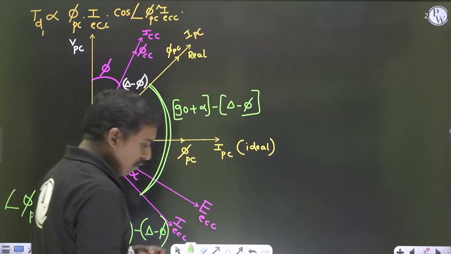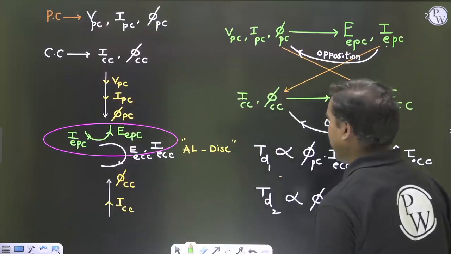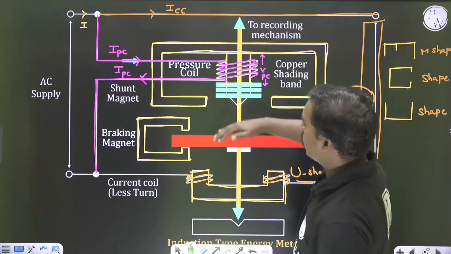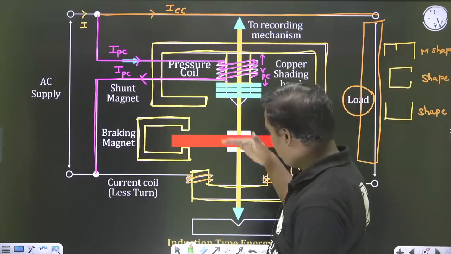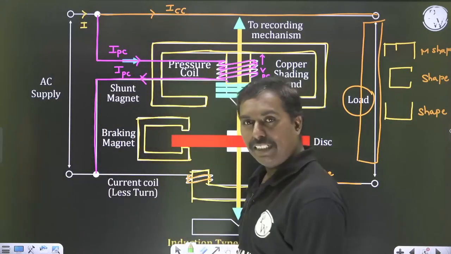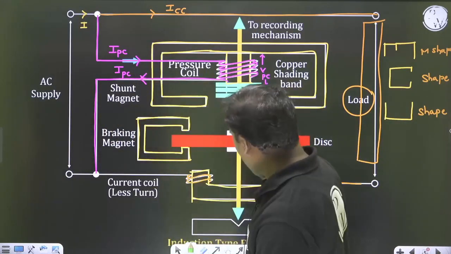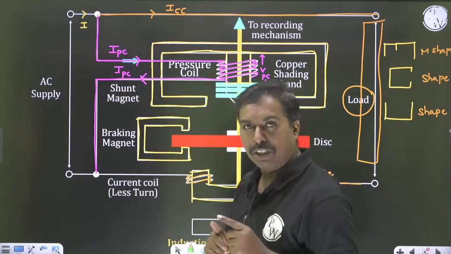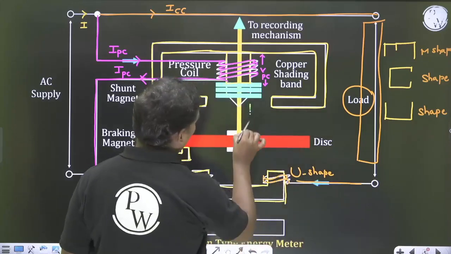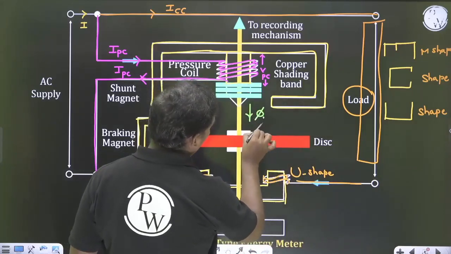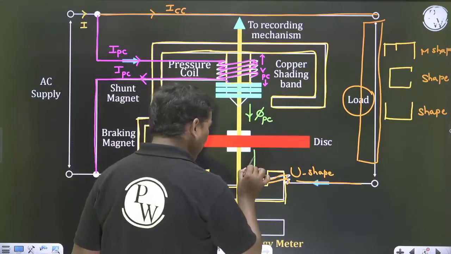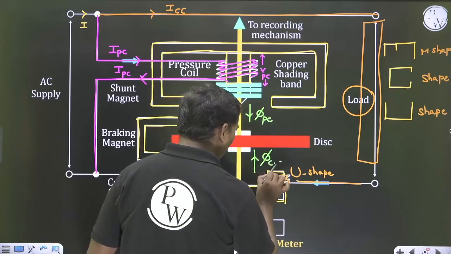First of all, from the top to bottom, let me explain you in brief again. This is our aluminum disc. On the aluminum disc top, there is a pressure coil. At the bottom, there is a current coil. Pressure coil is suspended to M-shaped magnet, that is the driving mechanism part. And current coil is suspended to U-shaped magnet. From the top, there is a flux acting on this aluminum disc, that is the flux due to pressure coil. And from the bottom, there is another flux acting, the flux due to current coil.